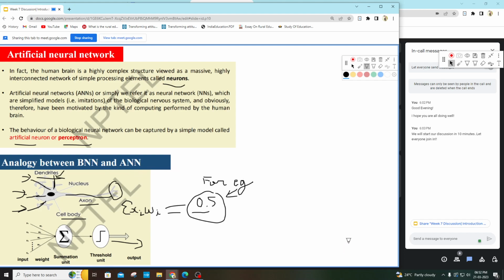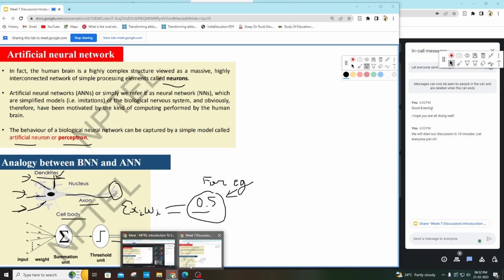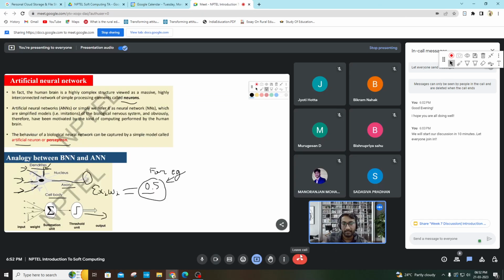So is this clear? Is this slide clear? Sir, again, please say what is the use of threshold unit? Yeah, what is the role of threshold unit?